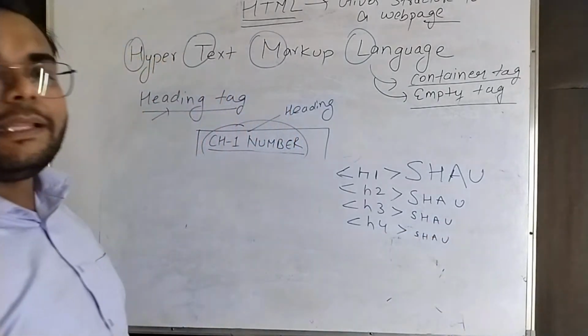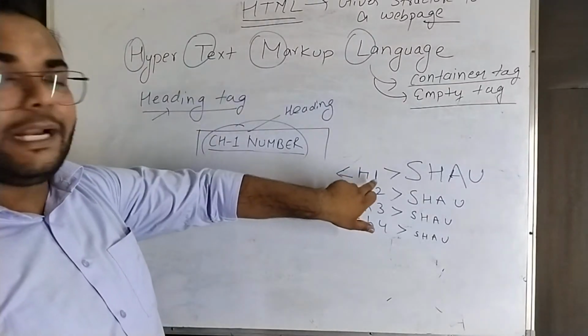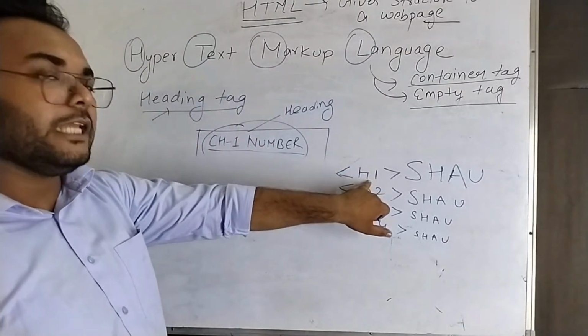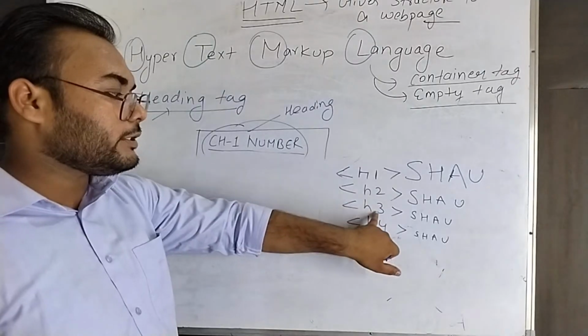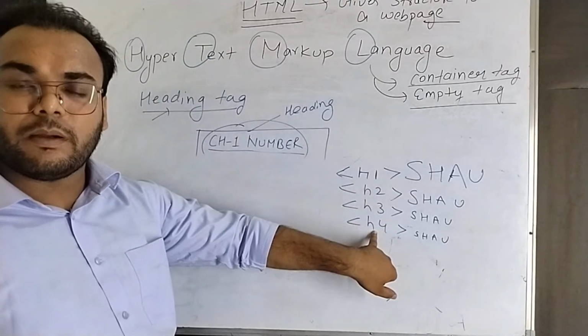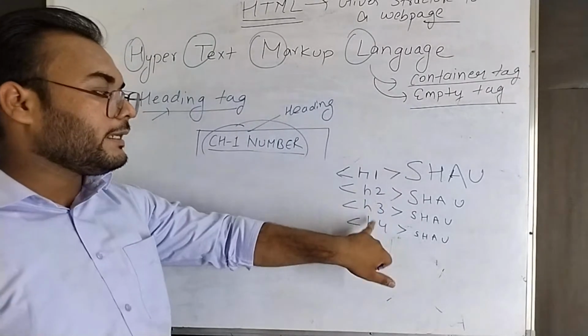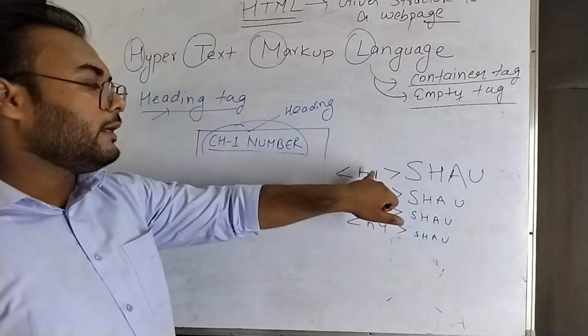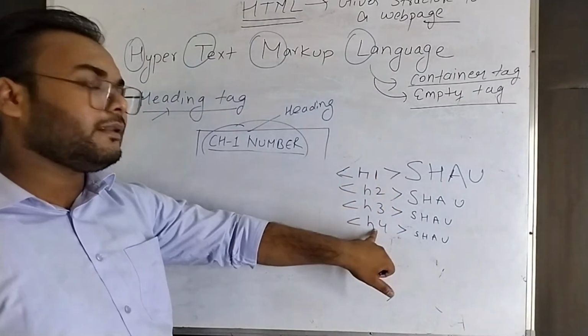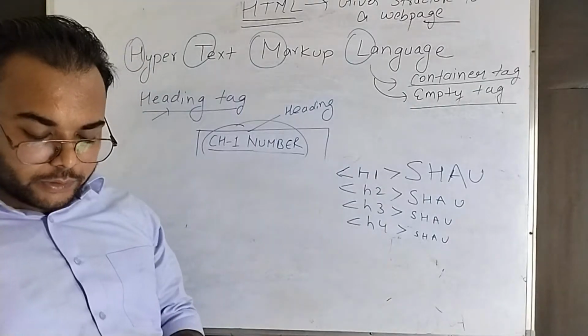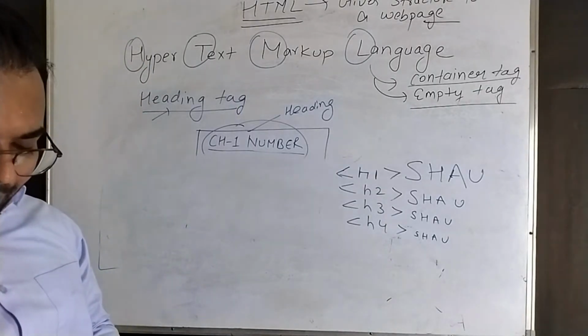So this is the main use of the heading tag. So heading tag is always represented as H1, H2, H3 and H4. Clear everyone? The heading tag is always represented as H1, H2, H3 and H4. किसी को कोई डाउट है बताओ, do you have any doubt?